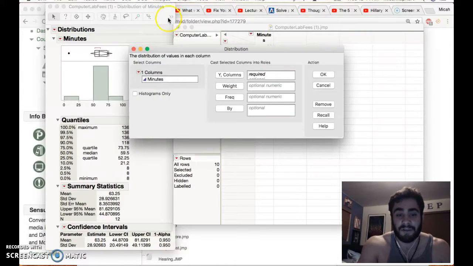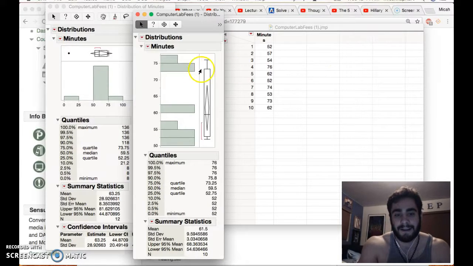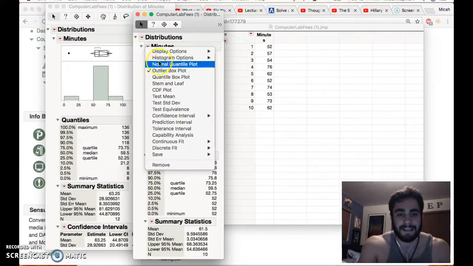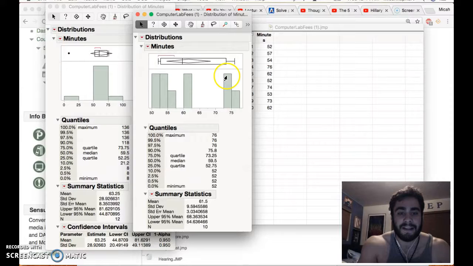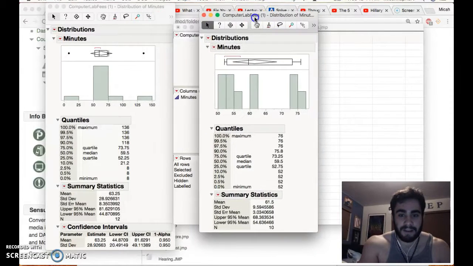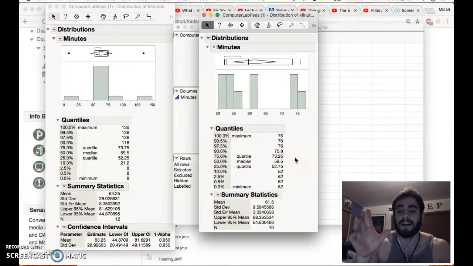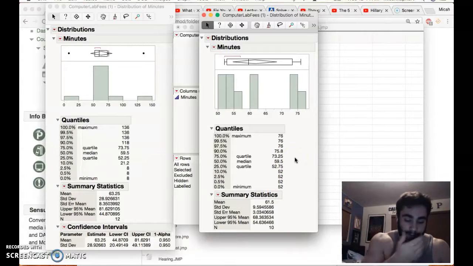Again, you're going to go into Distribution. You're going to put your minutes into your Y column and hit OK. You're going to get this histogram, and you're going to make it horizontal again. But as you can see, there are actually no outliers anymore. All these fall within the quartiles, and they fall within the allotted numbers, so to speak.